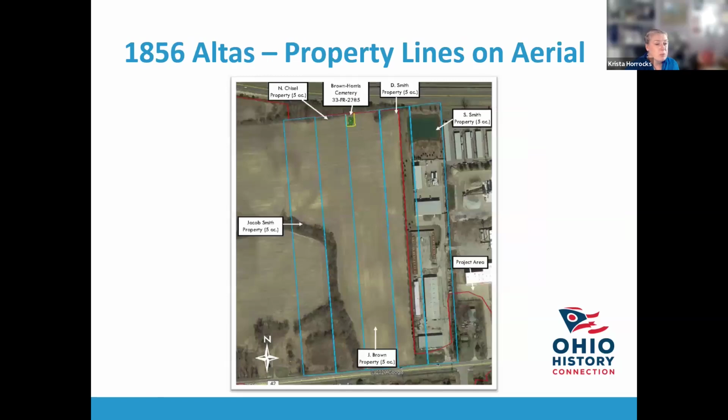The cultural resource management firm georeferenced the 1856 atlas onto a modern day aerial map. And spoiler alert, you can see the Brown Harris Cemetery in the northwest corner of the J. Brown property on this map.